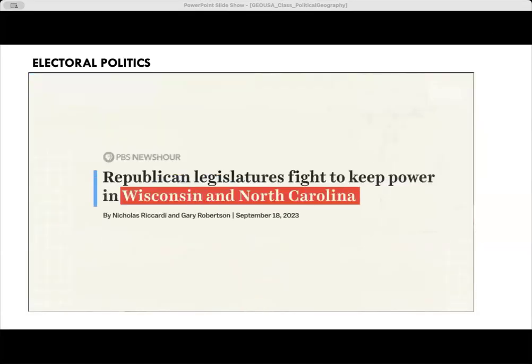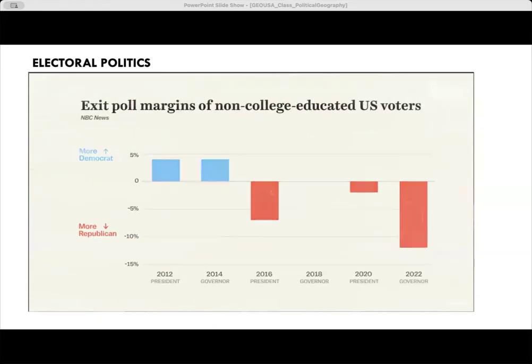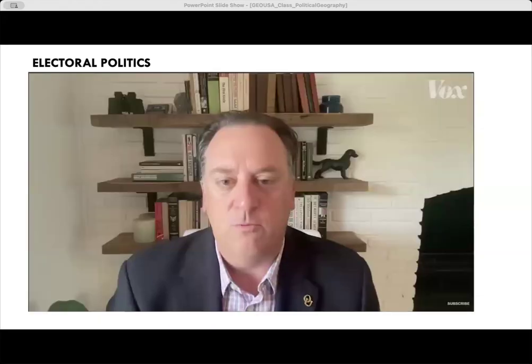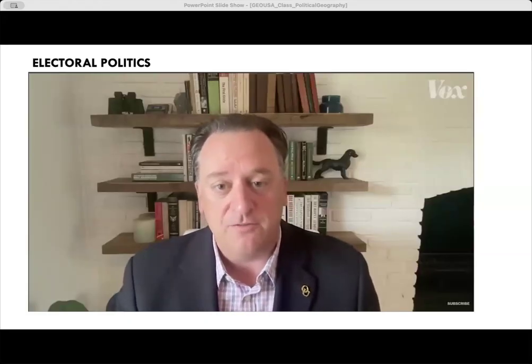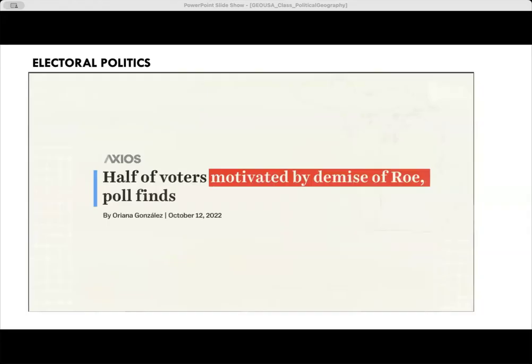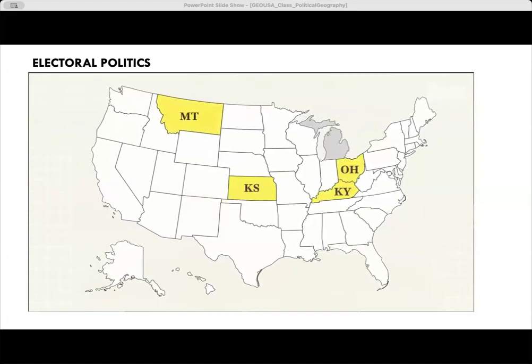Redistricting battles like Michigan's are happening all over the country. National exit polls show that college-educated Americans everywhere have been voting more Democratic, just like in Michigan, and that non-college educated Americans are doing the opposite. That's pretty indicative of where the parties are headed. I do think that you're seeing party coalitions shift. There's also evidence that the overturning of Roe v. Wade has been a powerful motivator everywhere, not just in Michigan, with voters rejecting abortion bans in surprising places like Kentucky, Montana, Kansas, Ohio.